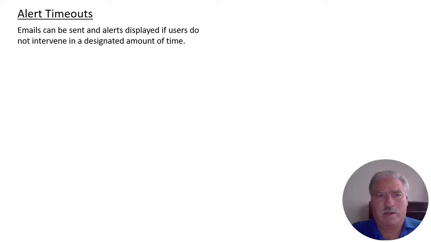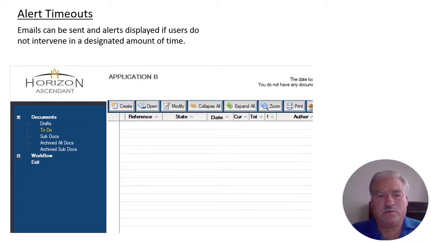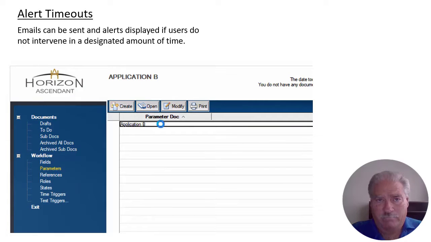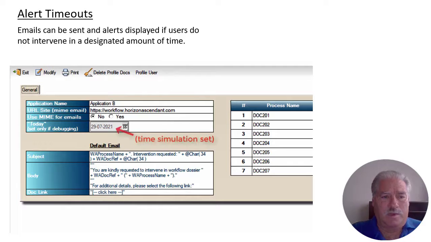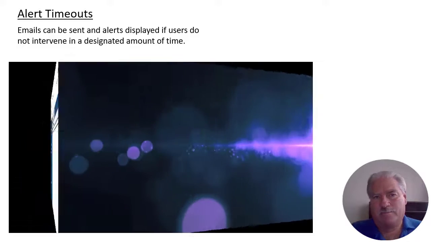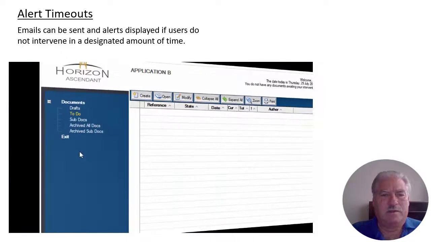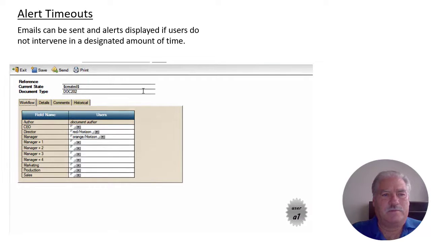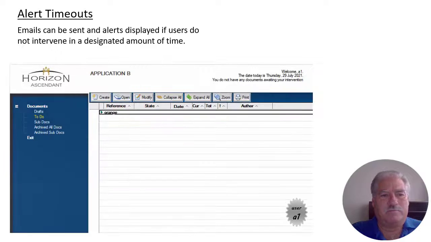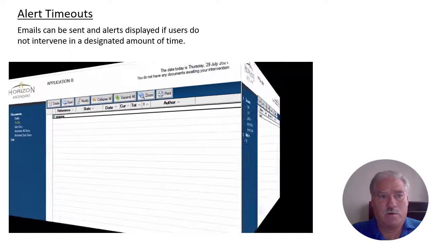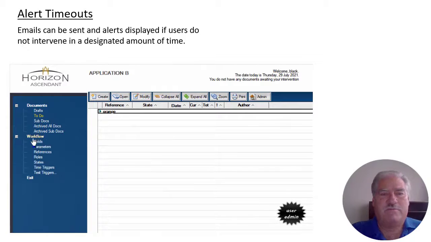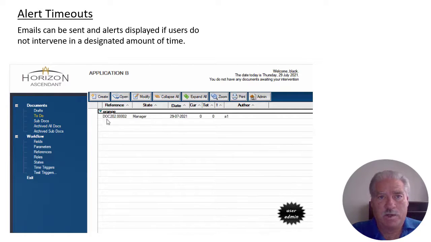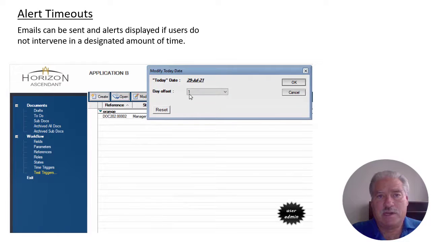So one important functionality is the ability to send emails or to display alerts if workflow documents are not handled in a given amount of time. So again, as a reminder, we've set the time simulation here. Of course, you would keep that field empty in production. So now, sending it off in the workflow to Manager Orange, we'll now advance the time into the warning period. So in this case, it will be 3 days.